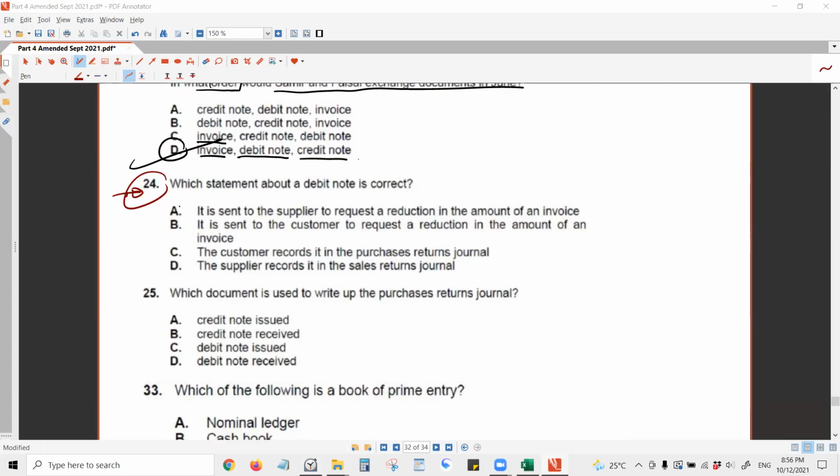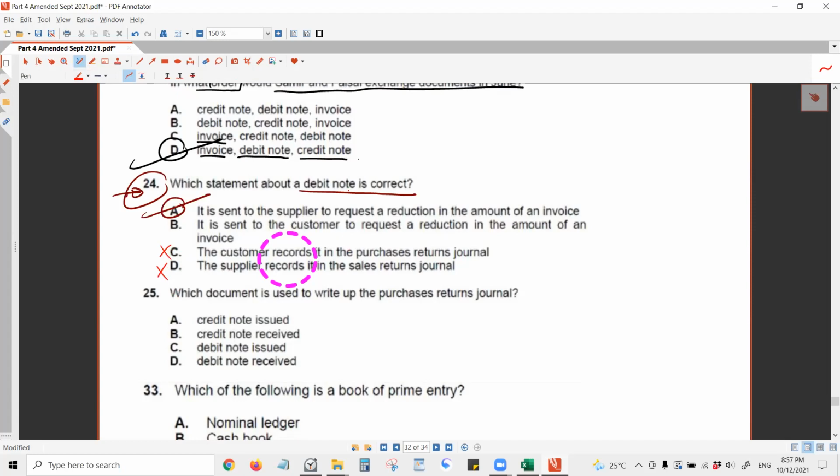Again, a very straightforward question. Debit note. What about debit note is correct? Look at the C and D first. Do we ever have to record a debit note? No, right? We never have to record a debit note. Both the supplier and customer record the returning of goods based on the credit note only. Nobody would ever record a debit note. Therefore, C and D are for sure wrong.